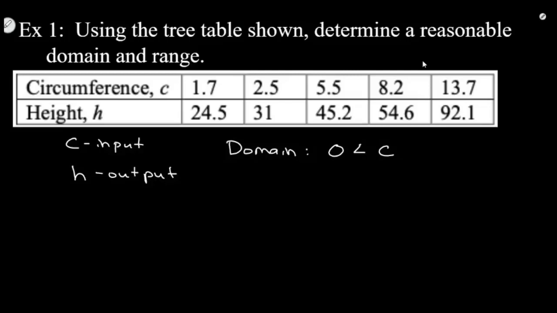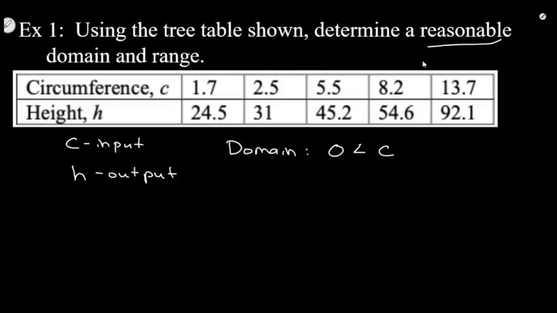Now, again, we're determining a reasonable domain and range. We don't know what kind of tree this is. They didn't tell us. But what do you think might be a reasonable circumference? How big could a tree get? And some of them actually get pretty big. Has anybody heard about like the big sequoias or the big redwood trees in California that they can cut in the middle and cars can drive through them and stuff?